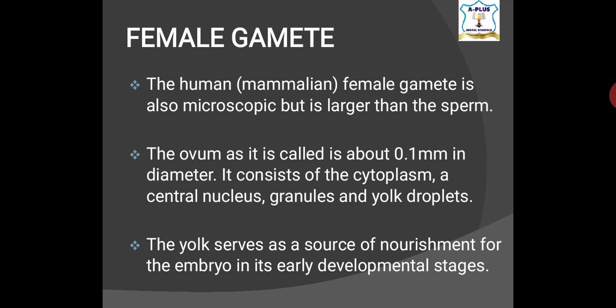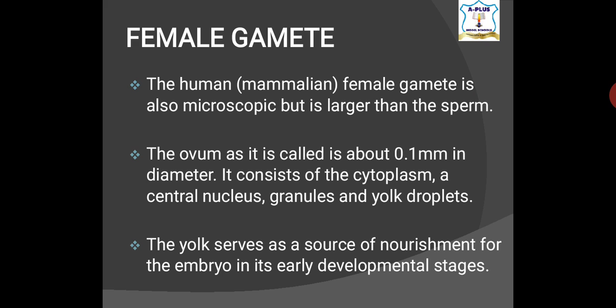Now let's move to the female gamete. Let's see how it looks. The human mammalian female gamete is also microscopic. You cannot see it with your eyes, but it is larger than the sperm.